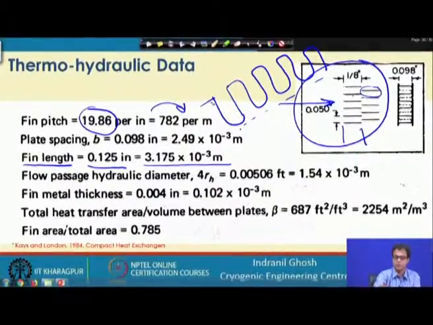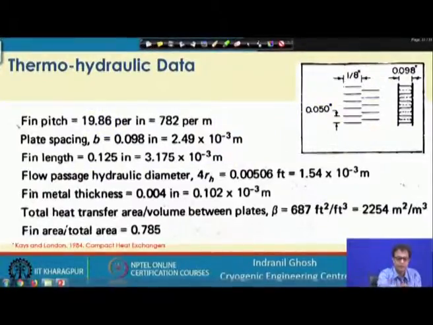So, this is one fin, and it has some finite thickness. Between this point and the beginning of this one is the repetitive block, and this is the fin spacing. So, now we have the fin pitch. That will give you the fin spacing, and this is the plate spacing. The plate spacing means the fin height.